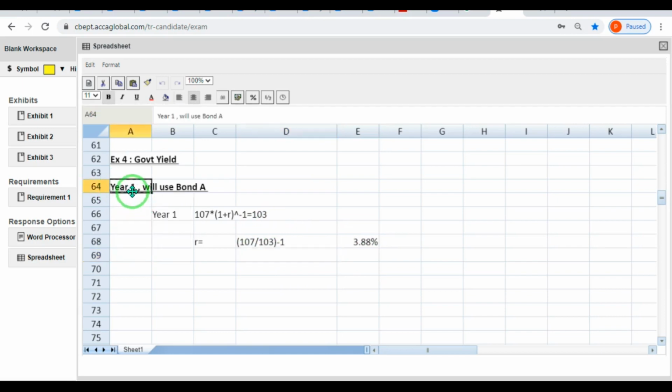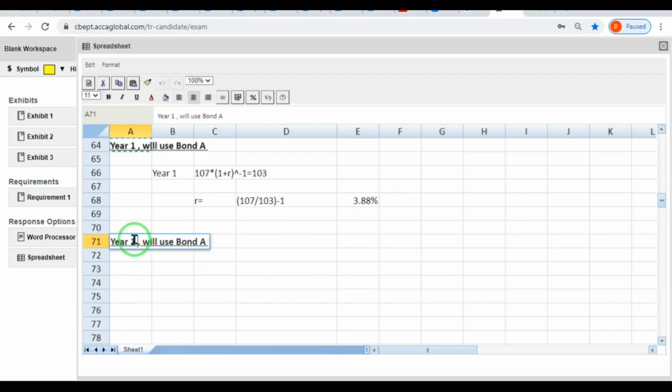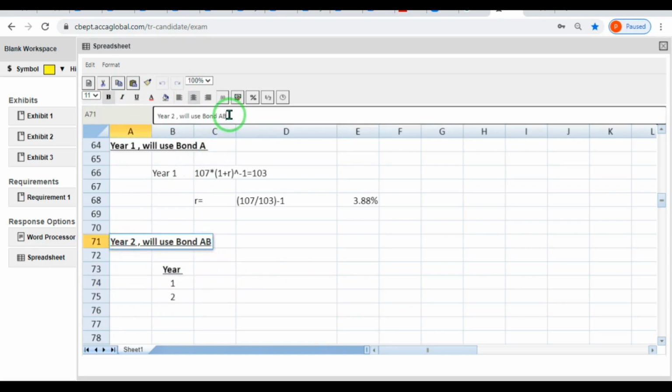Now, what are we going to do? We're going to do for year 2. Same storyline here for year 2. Now for year 2, what's going to happen? I'm going to have year 1 and year 2. I want to find a yield for year 2 related to the government. But you must remember the cash flows for year 1. This is going to be bond B.